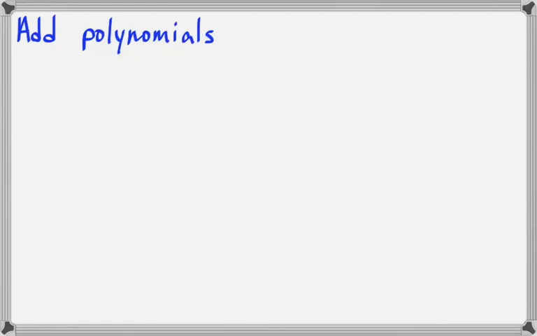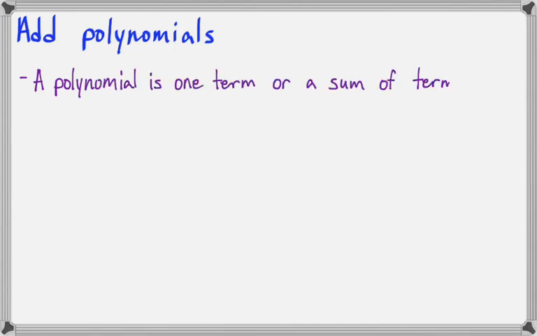In this lesson, we'll talk about how to add polynomials. And this is probably your first encounter with the word polynomial. You might remember that the prefix poly means many, and so this is going to mean many terms. A polynomial is one term or a sum of terms. So it can be any number of terms, or it can be as small as one.